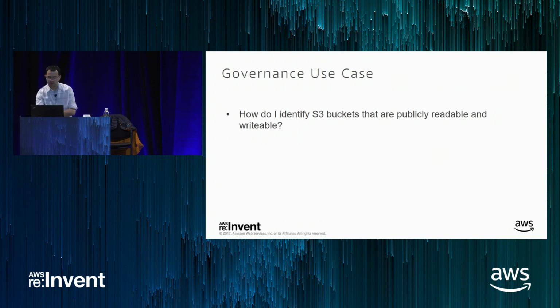Now let's see how you can use these tools to enable governance. Have you ever wondered if there are any S3 buckets in your enterprise that have public write access, or any buckets containing sensitive information that are publicly readable? Well, you're not alone. This is a topic of grave concern for most enterprises today, and I'll show you how you can use AWS Config to instantly identify buckets that are world writable or world readable.